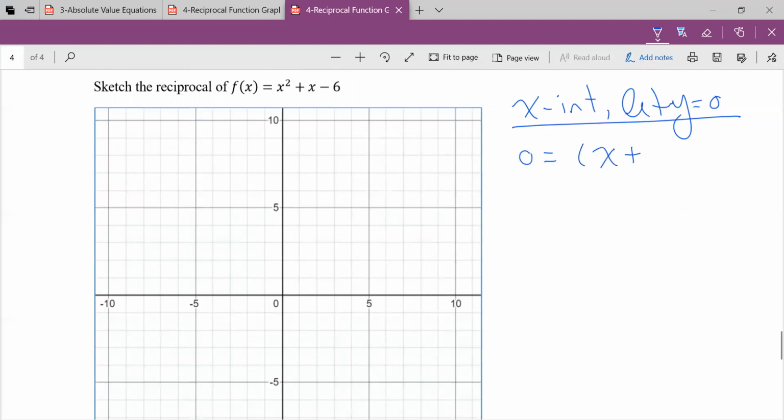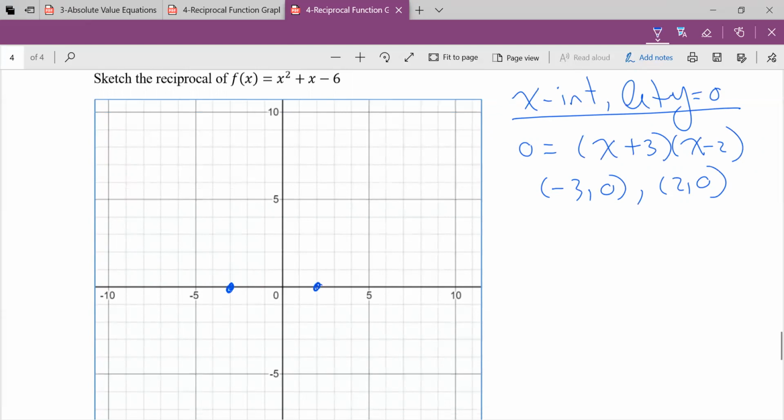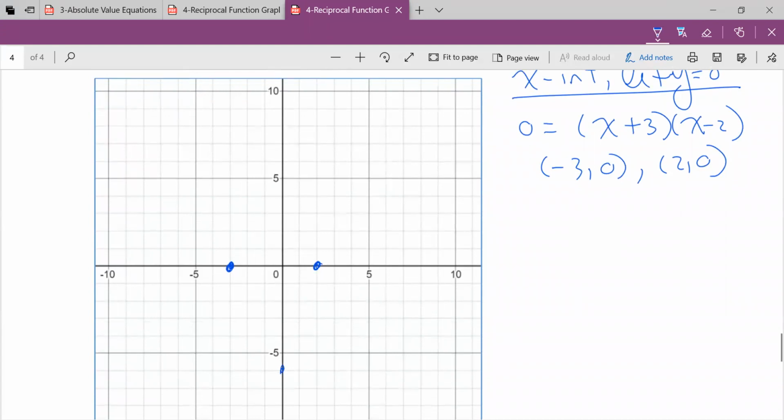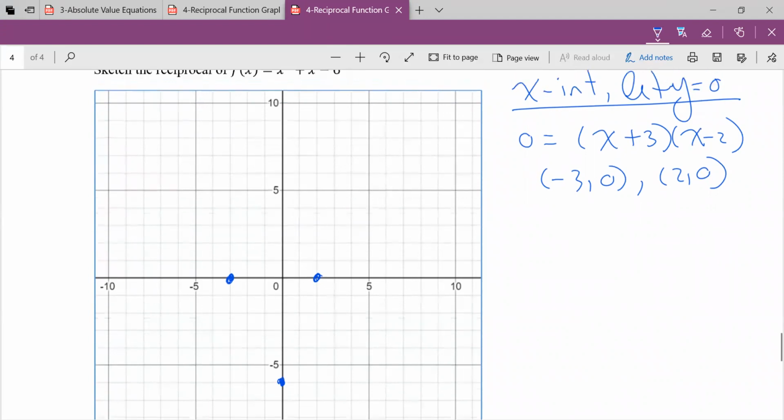And I'm just going to factor it at the exact same time. So I know my x-intercepts will be at negative 3, 0, and 2, 0. So negative 3, 0, 2, 0, like that. Okay, I also know my y-intercept right off the bat, don't I? My y-intercept's at negative 6. Okay, there we go.